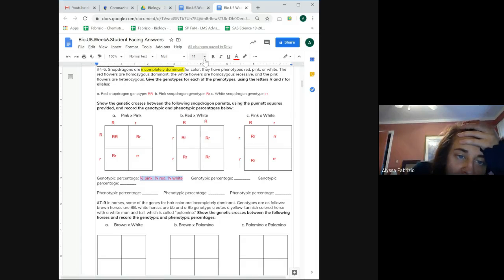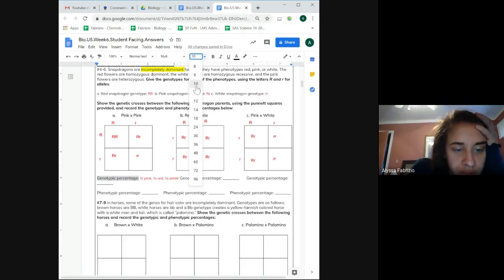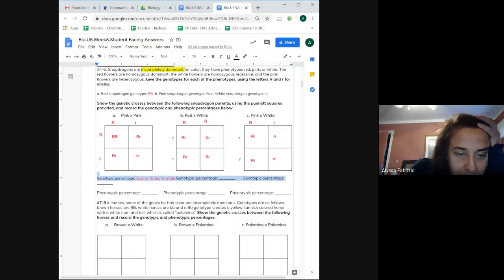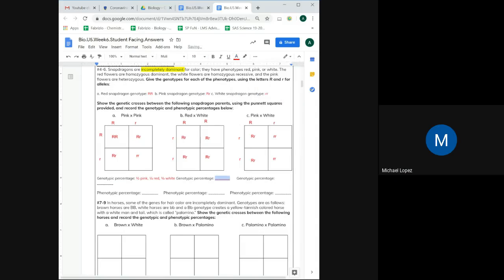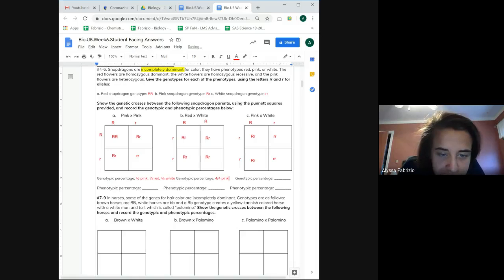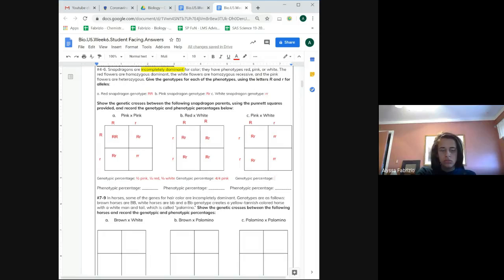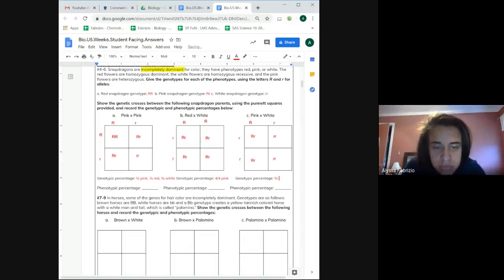Okay, I'm just going to make this a little smaller so everything fits better. Okay, what about for our red white cross? 4 out of 4 are going to be pink. Very good. So 100% pink. And then for this pink white cross, 50% pink and 50% white.